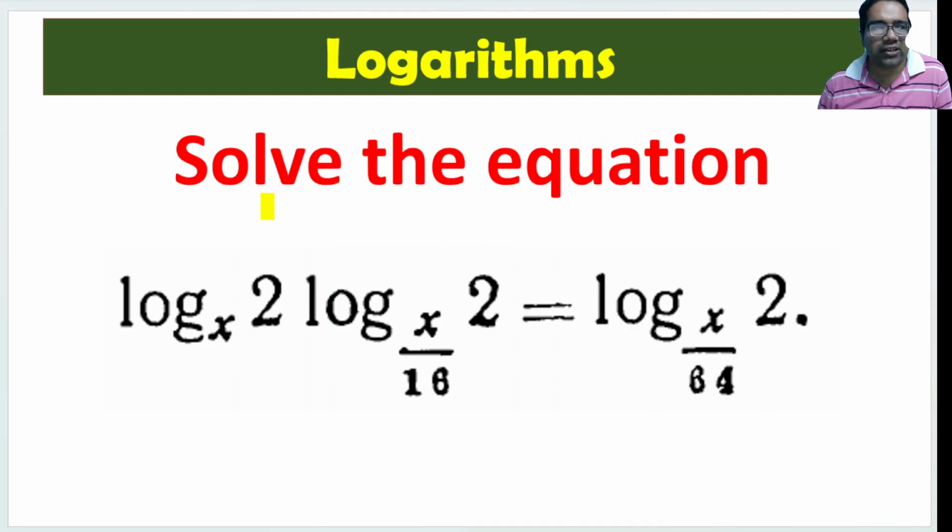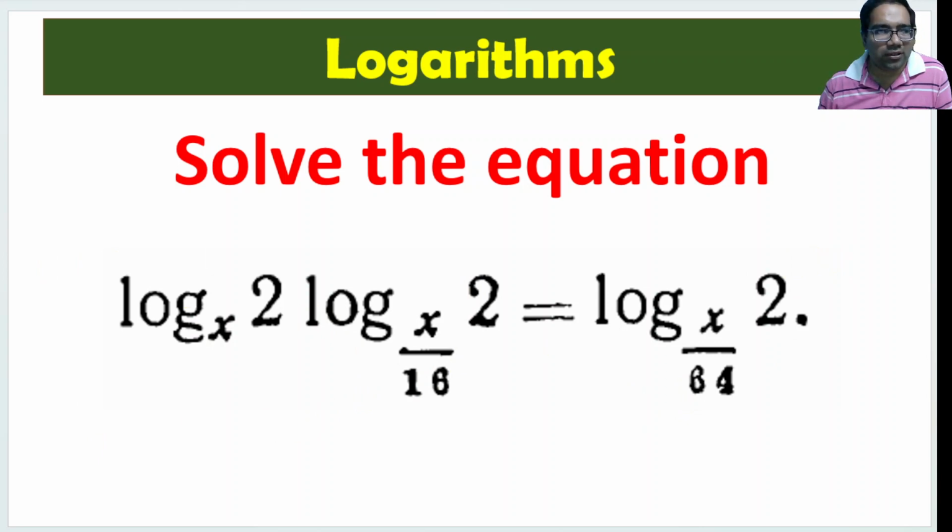Hi friends, here we are given an equation: log 2 to the base x times log 2 to the base x/16 equals log 2 to the base x/64. We have to find what x is. Here there are 2's, and 16 is clearly a power of 2 and 64 is also a power of 2. So it will be helpful if 2 goes down and x comes up, the 16 comes up or the 64 comes up.